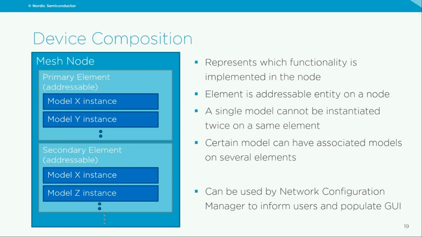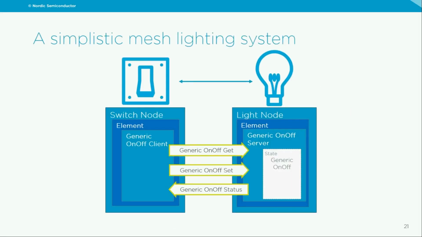Let's look at the simplistic mesh lighting system. A mesh lighting system would contain a switch node and a light node. A switch node may be represented by creating a device with generic on-off client, and a light node may be represented by a device containing generic on-off server. A client would then use get and set messages to get or set the values on the server, and the server would respond with its value using status messages.